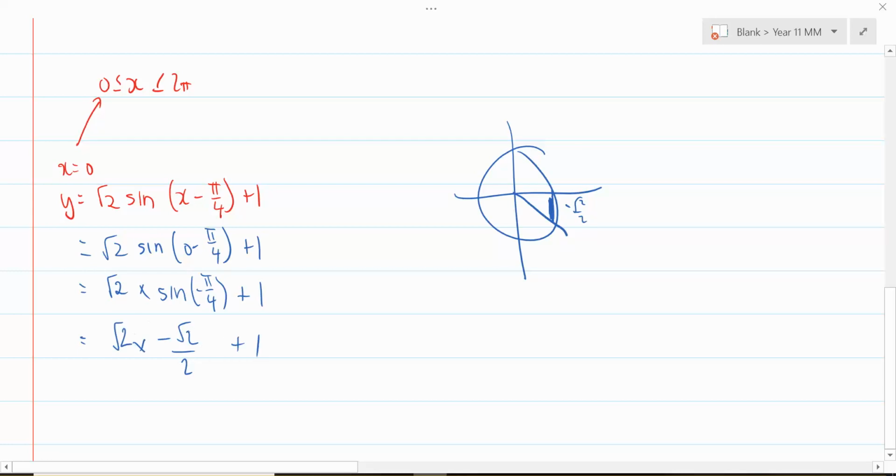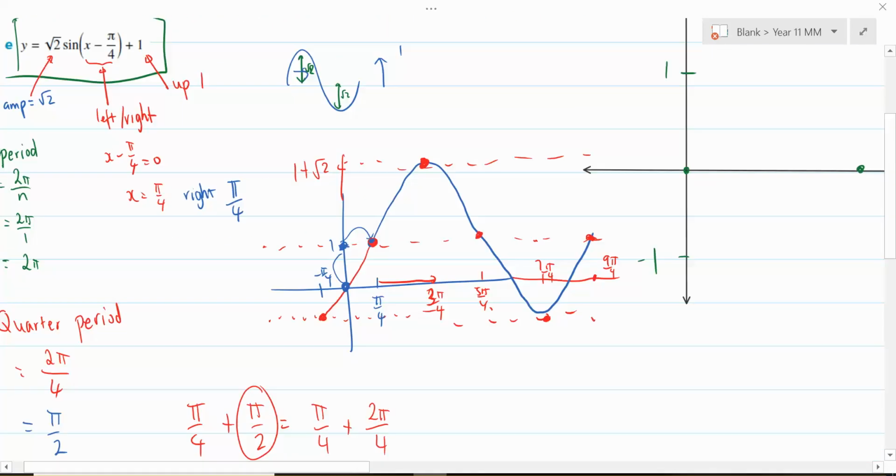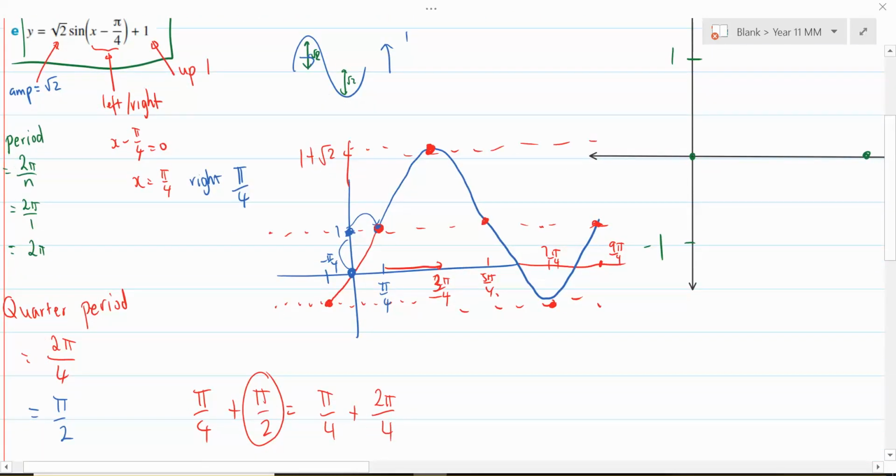Now the root 2 times the root 2 gives you 2, because root 2 times root 2 is root 4, and the root of 4 is 2. Okay, so you now have negative 2 on 2 plus 1, and this is so nice. You get negative 1 plus 1, which is 0. Now that's beautiful, because that means if you go back to your graph, now you know where it is.